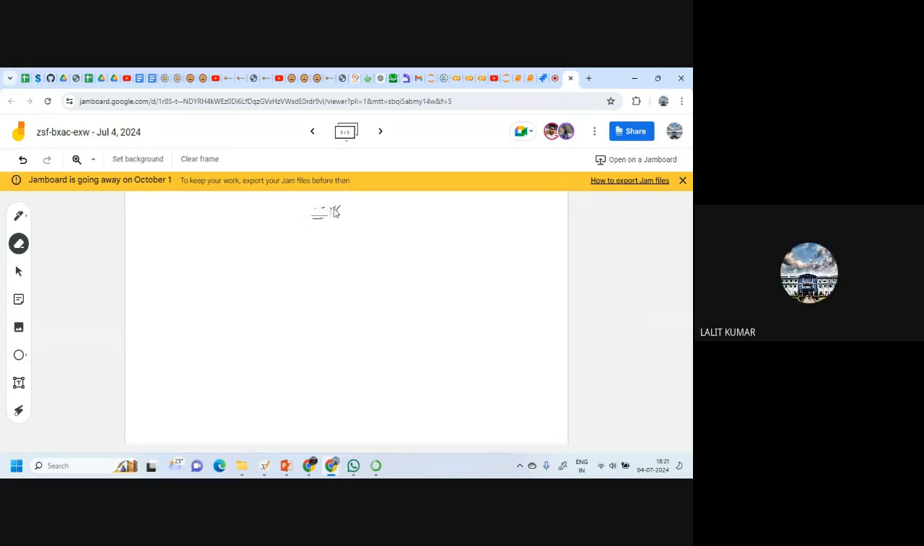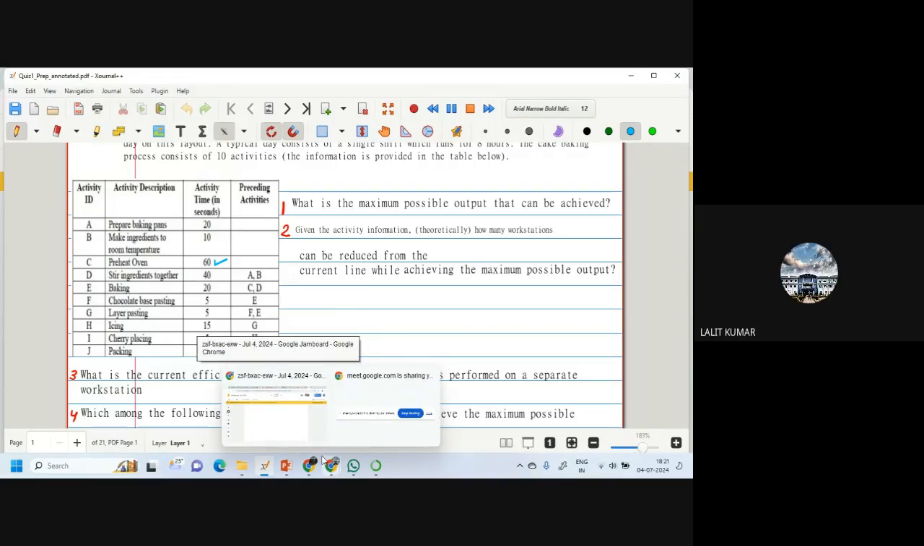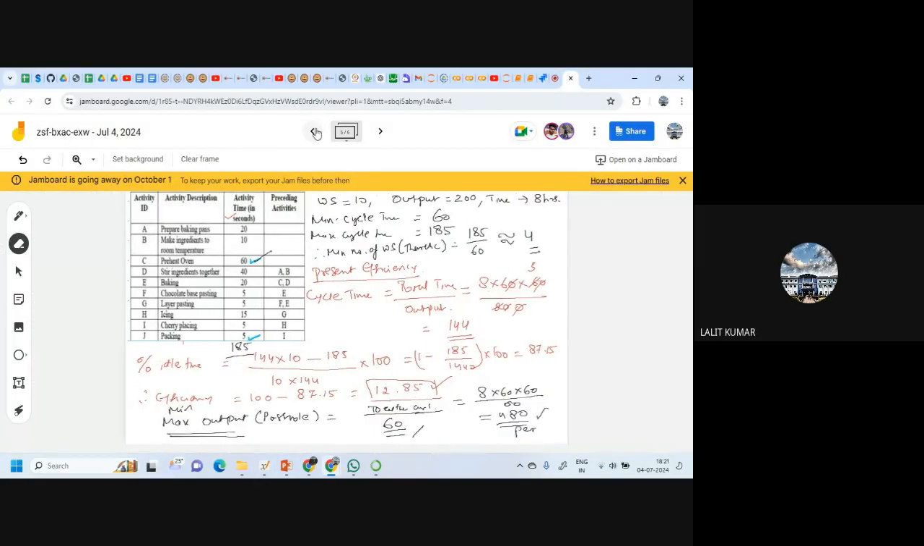Now, what was the third part of the question? Workstations and layout. So for workstations we had done the calculation. How many workstations are there theoretically? Four. So if there are 10, we can reduce by 6. So that's there.